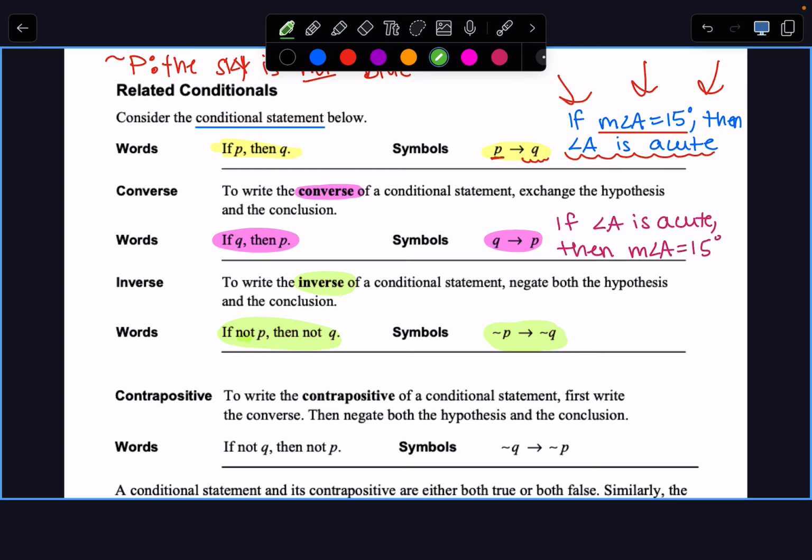Not P, I just take this statement and I make it not. So instead of equal, it's not equal. Then the measure of angle A is not acute. I put the opposite for both P and Q. If measure of angle A is not 15 degrees, then the measure of angle A is not acute. Oh, I guess I don't need an M there.